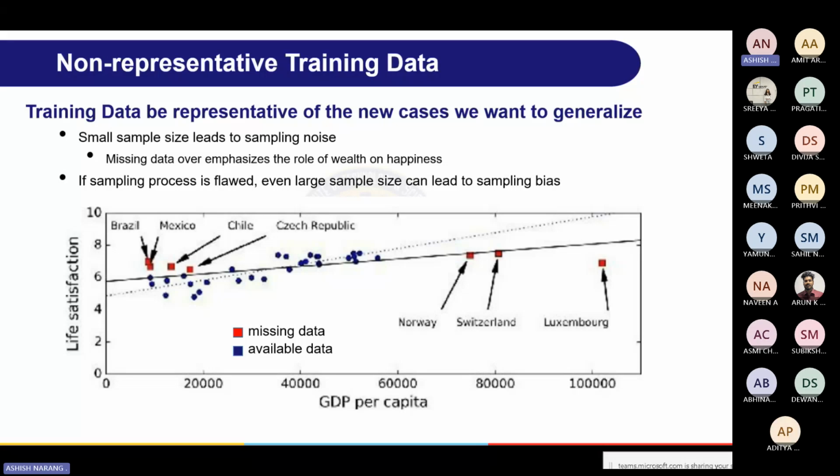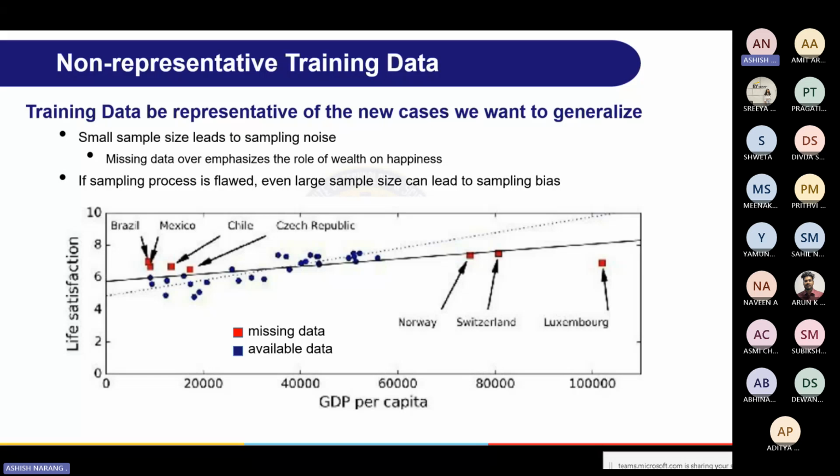Okay, now what this chart is saying, there is a life satisfaction, there is a GDP per capita, right? So basically, the more wealth the country has, the more the people are satisfied there, right? That is the case. If you look at the blue dots, those are the available data. But if you look at the red squares, that is the missing data. Those are countries like Brazil, Mexico, Chile, Czech Republic, Norway, Switzerland, Luxembourg, and all.